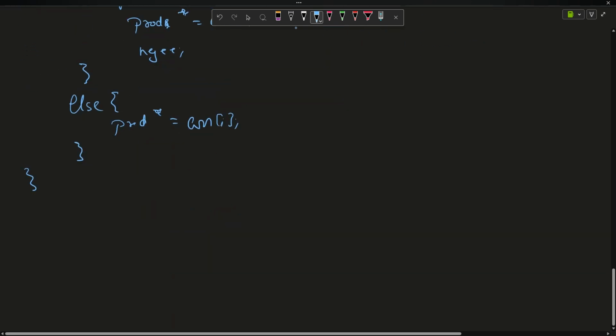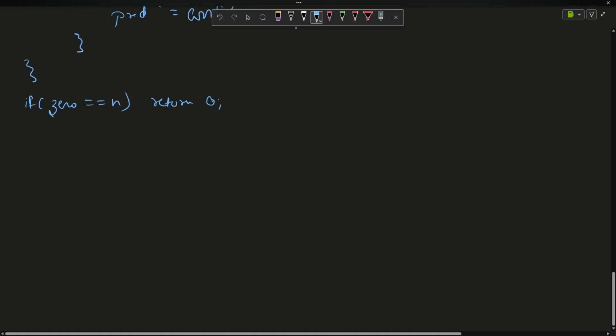Now my cases will arise. First case is if 0 equals n, that is, all the elements in the array are equal to 0. In that case, simply return 0. That is sorted, right? If all the elements are 0, I cannot do anything.